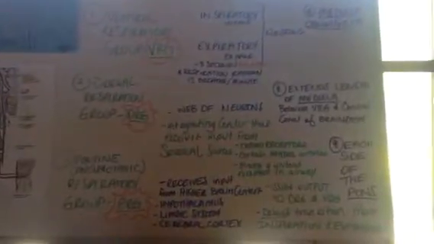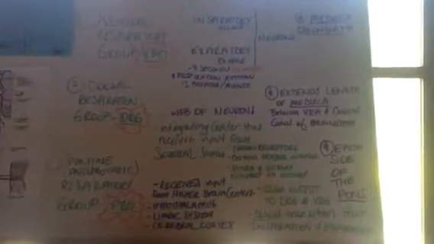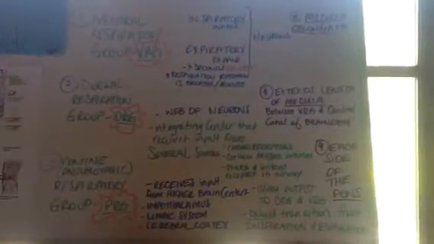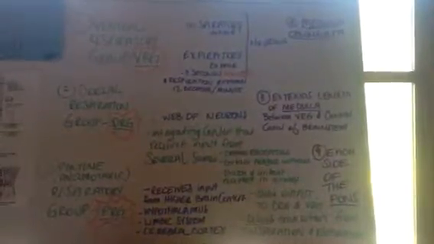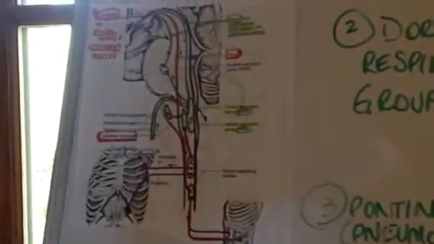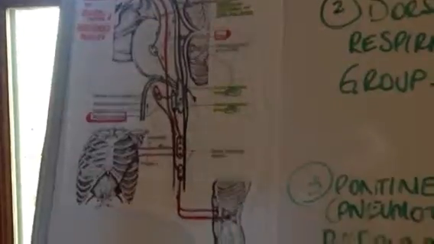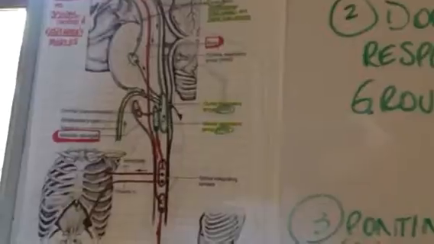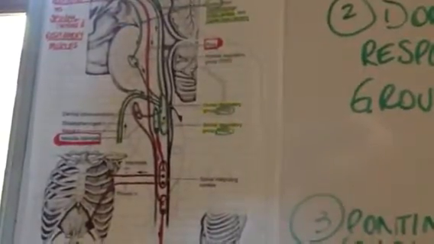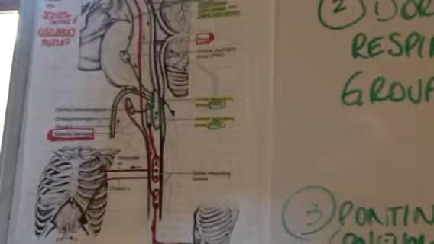Okay, our next category we'll talk about is the dorsal respiratory group, otherwise known as the DRG. This is also found in the medulla. It extends the length between the VRG and the central canal of the brainstem. So the DRG is just above the ventral respiratory group.